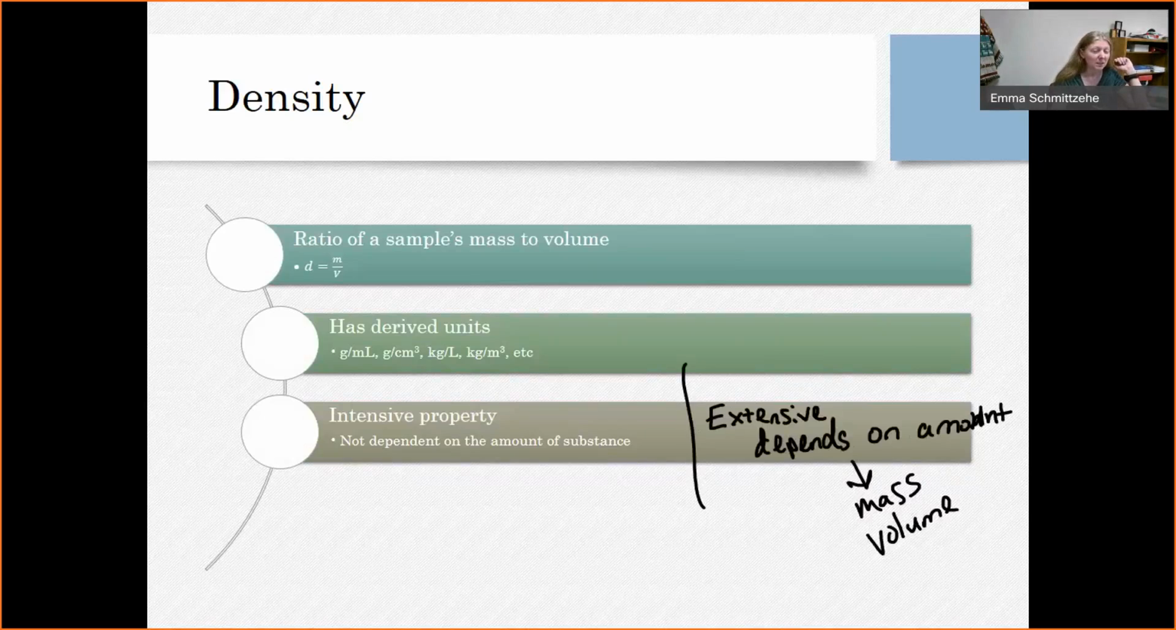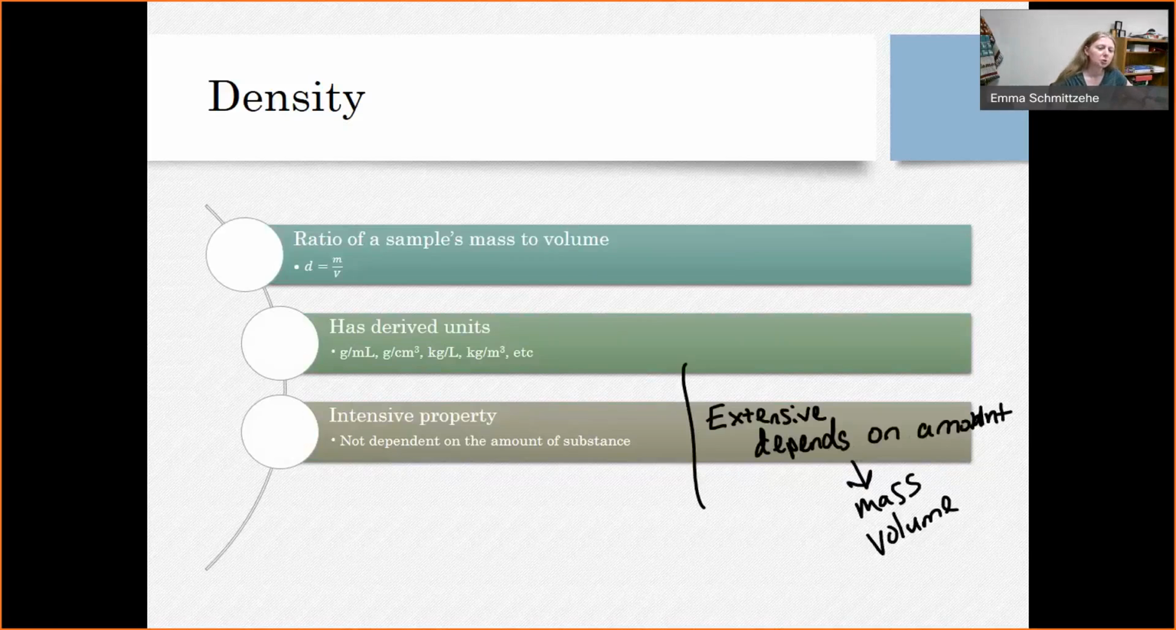Another common intensive property you measure in like a chemistry lab is temperature. Okay, the temperature of a sample, it doesn't matter if you take the entire sample or you just take a small sample of it and go measure the temperature. The temperature doesn't change unless you do something to it. Okay.